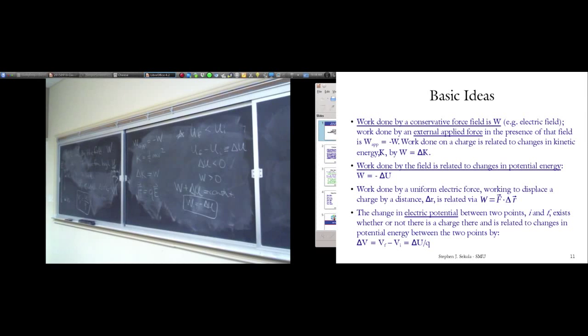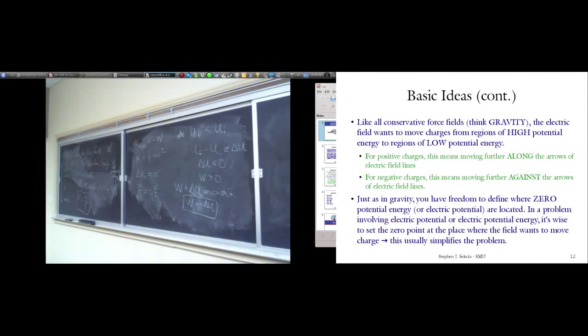One more thing that's helpful here. Again, like all conservative force fields, think gravity, although remember, gravity only has one kind of charge, positive mass. Electricity has two kinds of charges. Positive charges move with the electric field, negative charges move against the electric field.